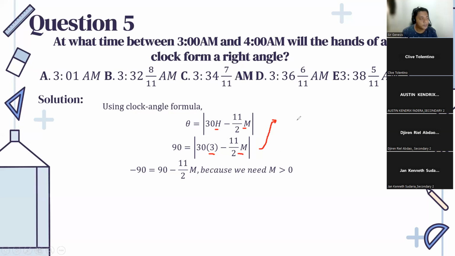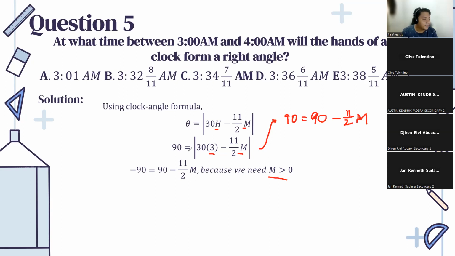first, of course, is positive, right? However, when you try to get 90 is equal to 90 minus 11 over 2m, then your m will give a value of 0, which is, of course, saying that the time that you can form a right triangle is 3 a.m. But as what I've said earlier, it must be between 3 a.m. and 4 a.m. So m should be greater than 0.